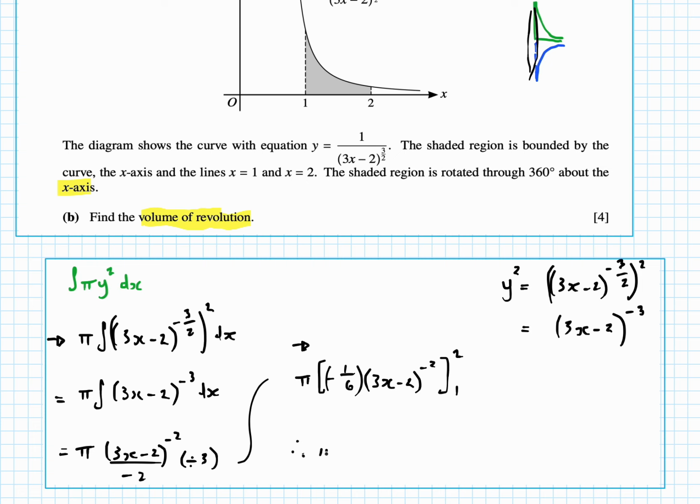And now, therefore, we can plug in the value for x. So inside here with 3 times x minus 2. And when you get that final value, it's 5 pi over 32.